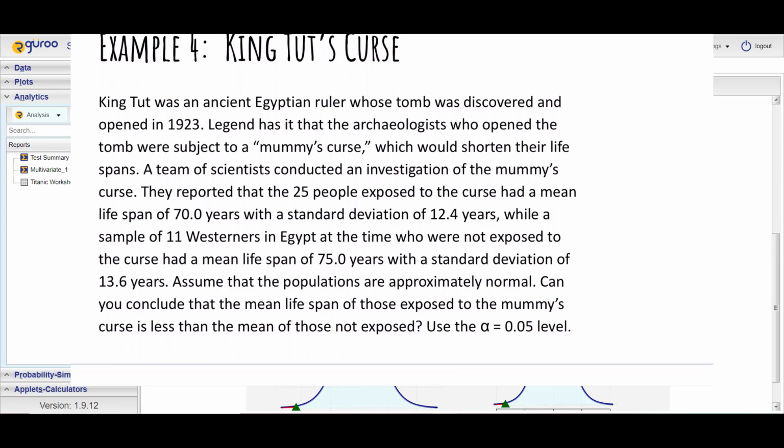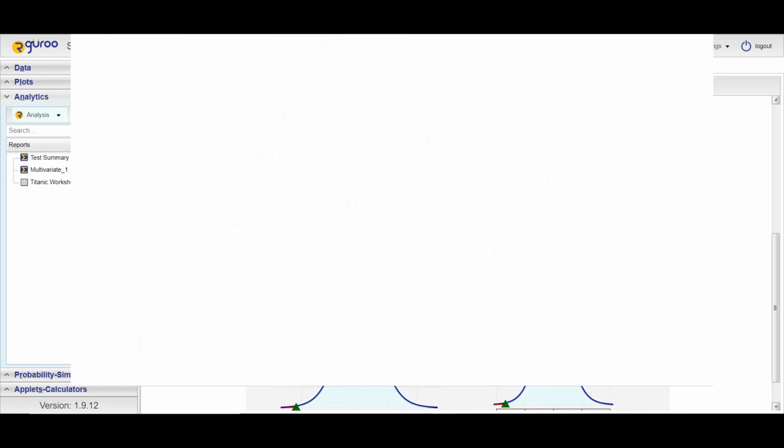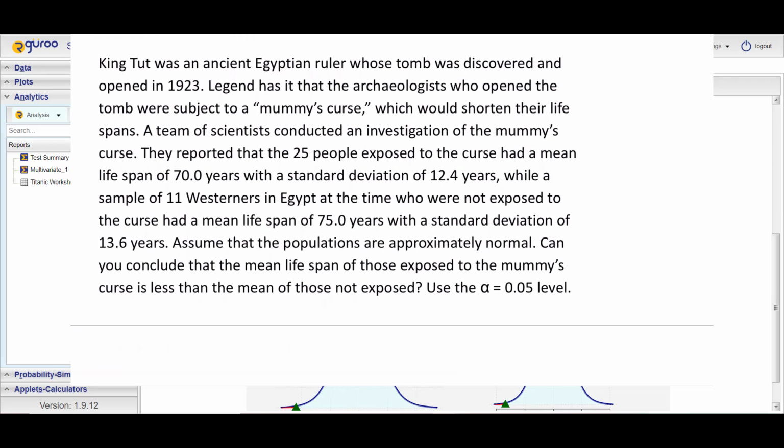All right. King Tut's curse. So this one sounds kind of fun. King Tut was an ancient Egyptian ruler whose tomb was discovered and opened in 1923. Legend has it that the archaeologists who opened the tomb were subject to a mummy's curse, which could shorten their lifespans. A team of scientists conducted an investigation of the mummy's curse.